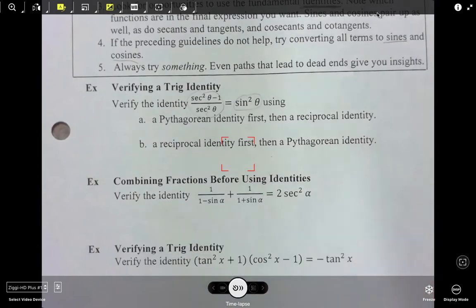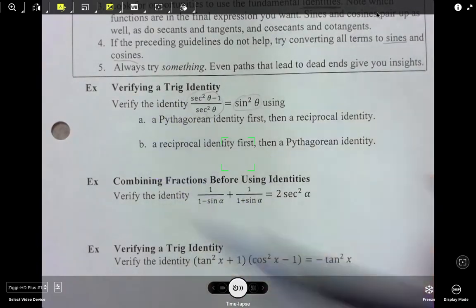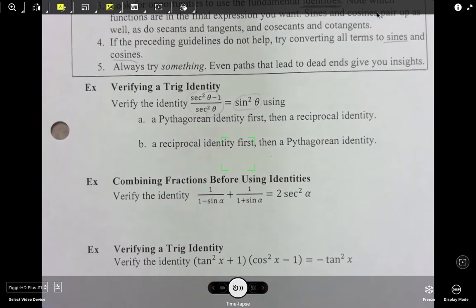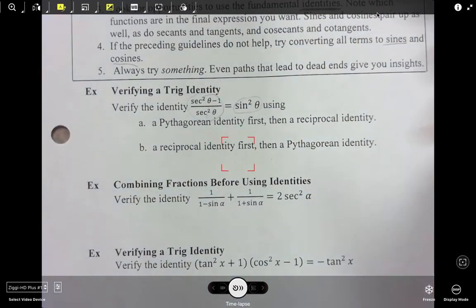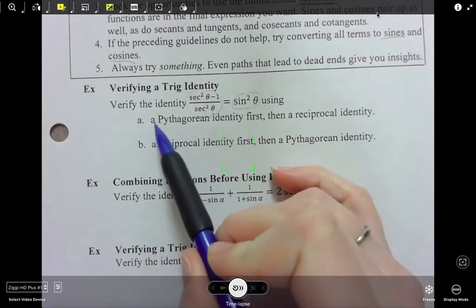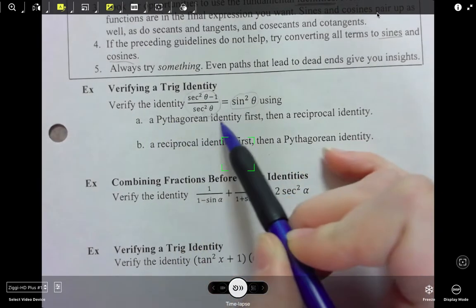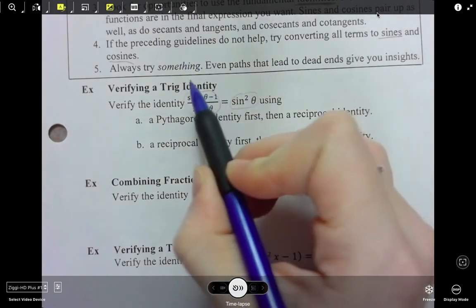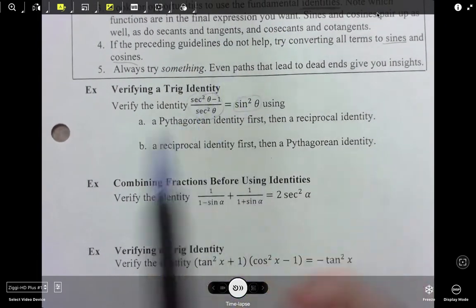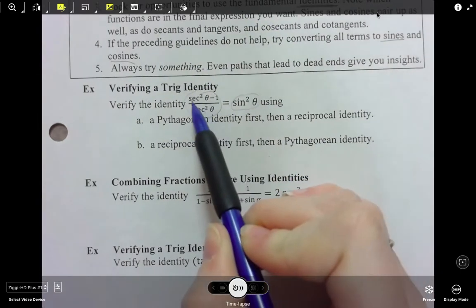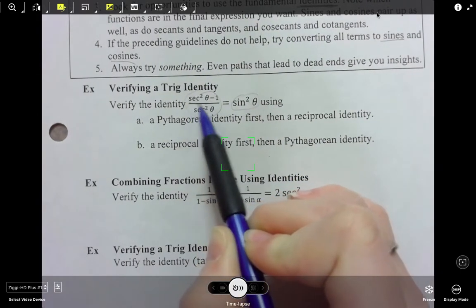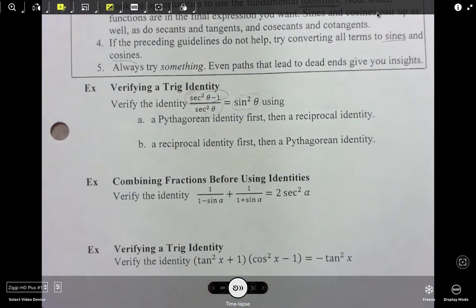This one they kind of walk us through. They give us a hint as to how to start. They want us to start with the left side first, from that guideline, the most complicated side first, and they want us to use a Pythagorean identity first. So a Pythagorean identity, I see, let's see, well, I see this guy right here can become a Pythagorean identity.